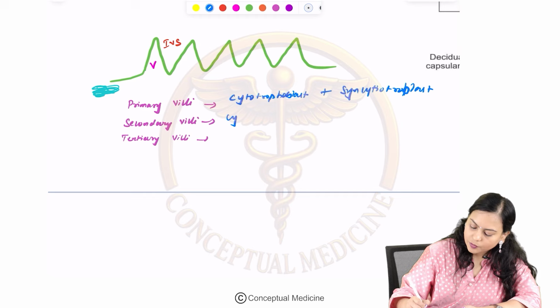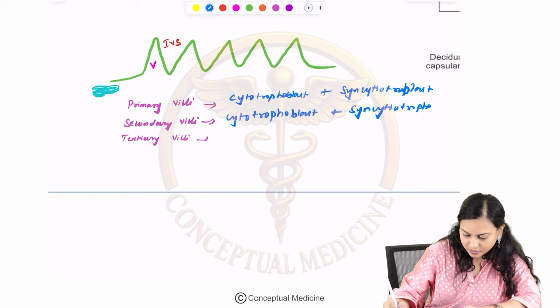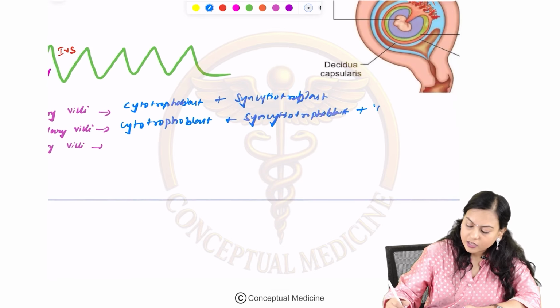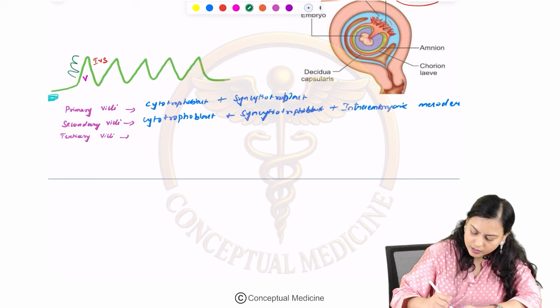Secondary villi is nothing but the cytotrophoblast plus syncytial trophoblast plus the intraembryonic mesoderm. What is tertiary villi? So basically this is the primary villi where we have the cytotrophoblast and the syncytial trophoblast like this. Okay.